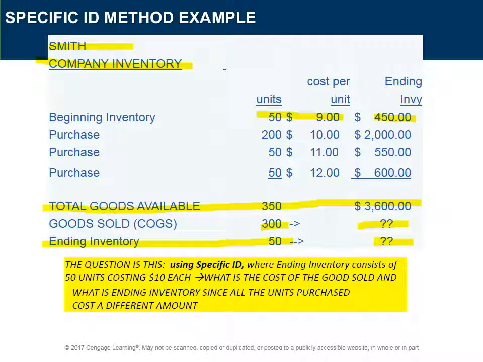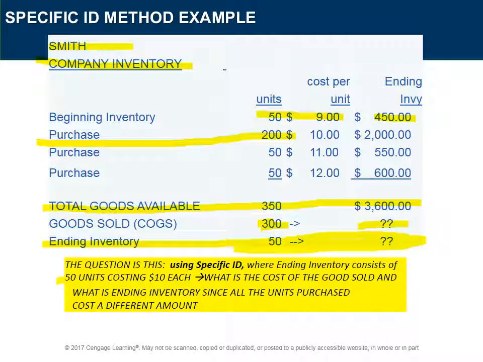So let's look at the question. Using specific ID, if ending inventory consists of 50 units at $10 each, it's really not hard math. 50 times 10 is 500. I can do that one. Then we find that there's 500 in ending inventory, and that would mean that the ending inventory consisted of ones that came out of this batch right here. And we can just do some simple math to find our answer for what cost of goods sold is.